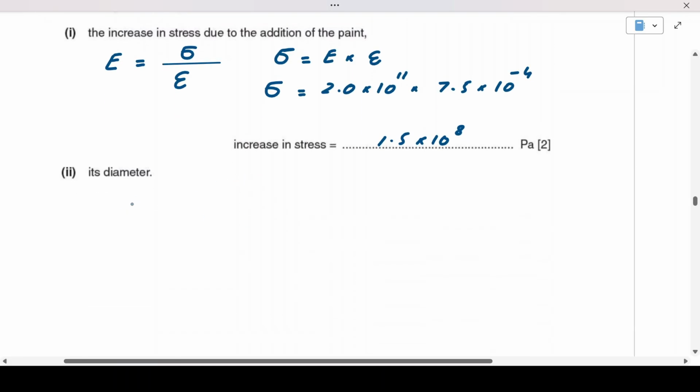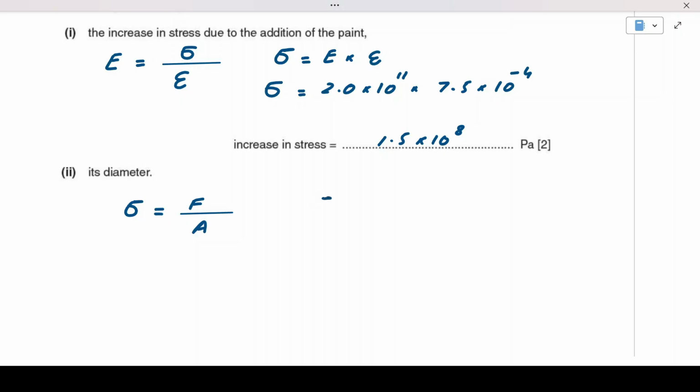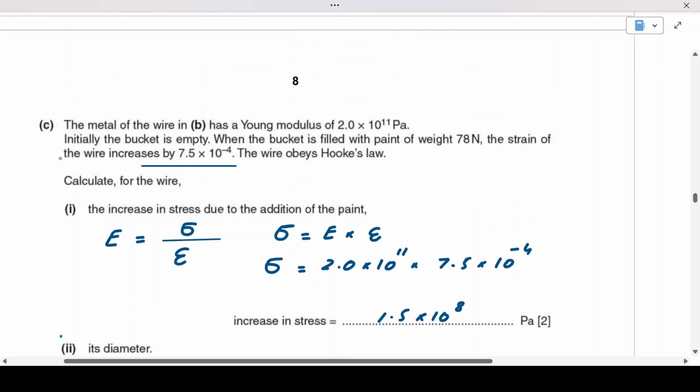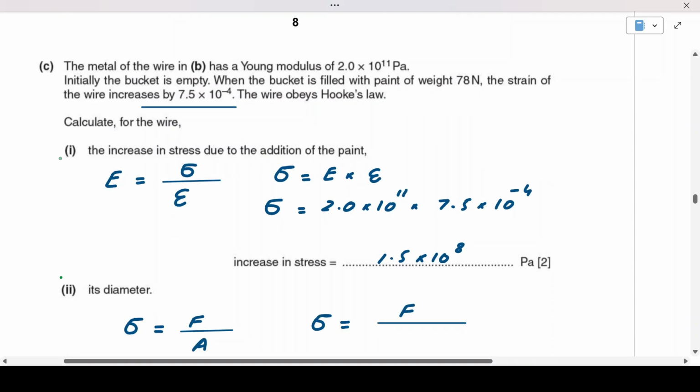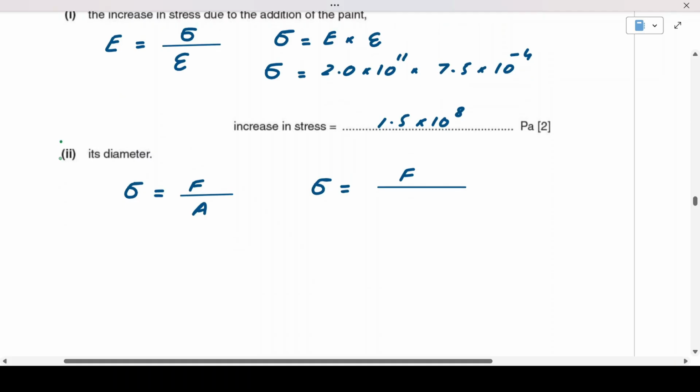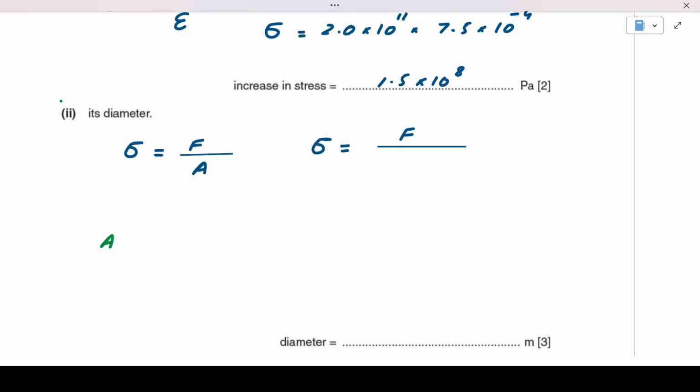Now we have the stress also. So stress equals force divided by area. This is the last question. Since it is the cross-sectional area, and the cross-section is a circle in this case, the area of the circle is pi r squared. So you can find the radius and then multiply by 2.